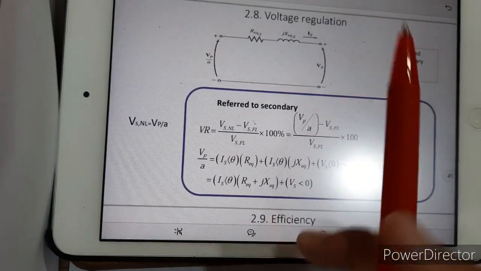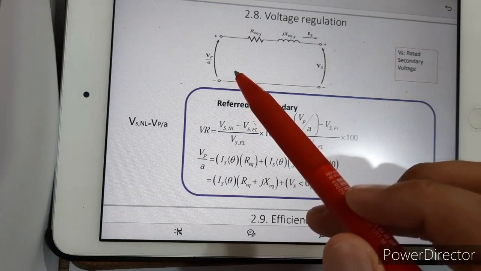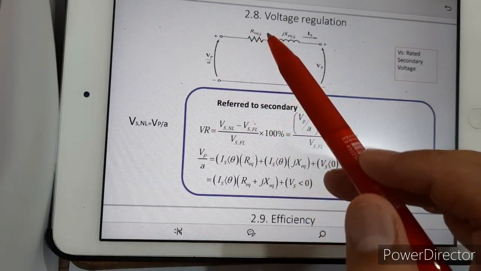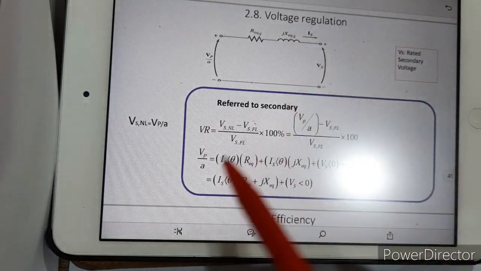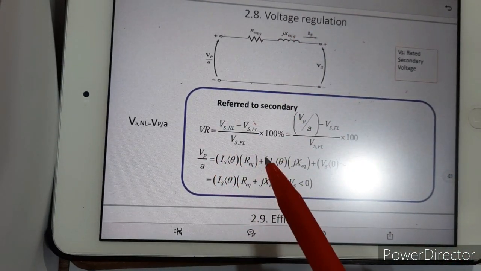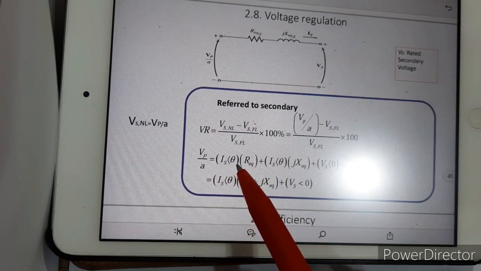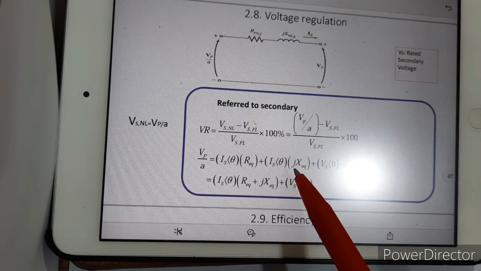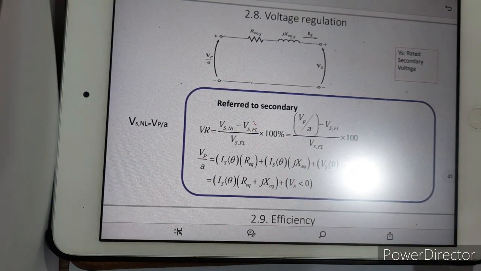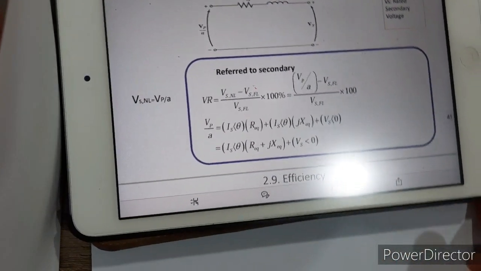Same as before, the current flows, and by using KVL: negative Vp over a, plus the voltage across here, plus the voltage across here, plus the voltage here. So when we rearrange this equation, it becomes Vp over a equals Is, the secondary current at angle theta, multiplied by R equivalent, plus Is at angle theta times jX equivalent, plus Vs at angle 0 degrees.